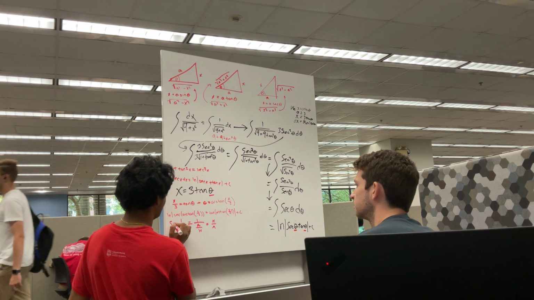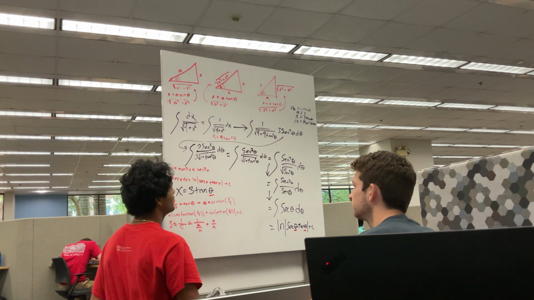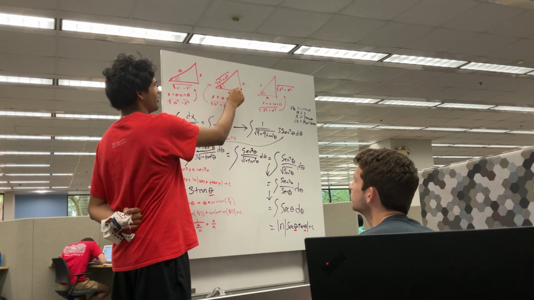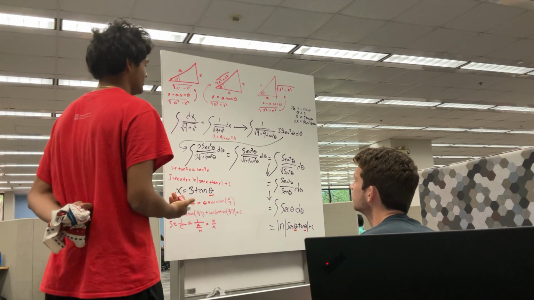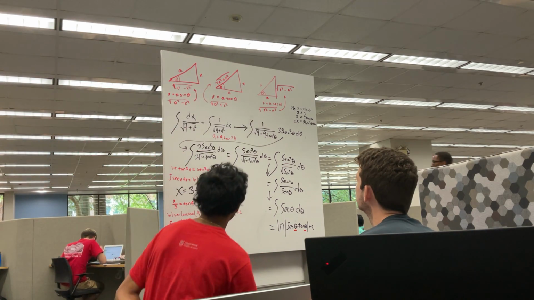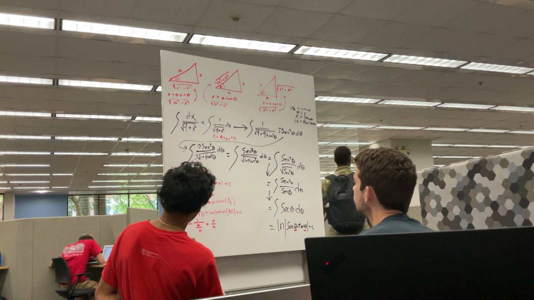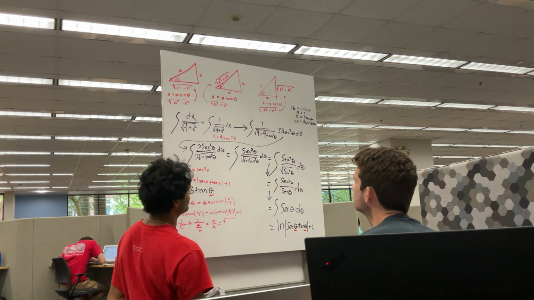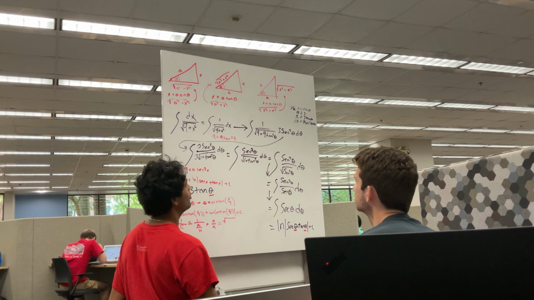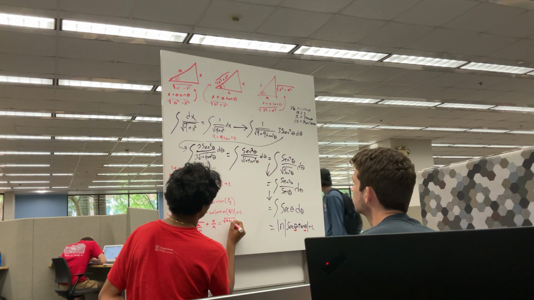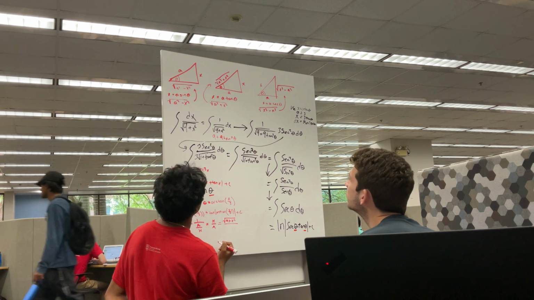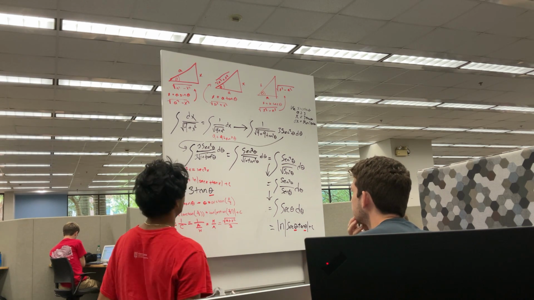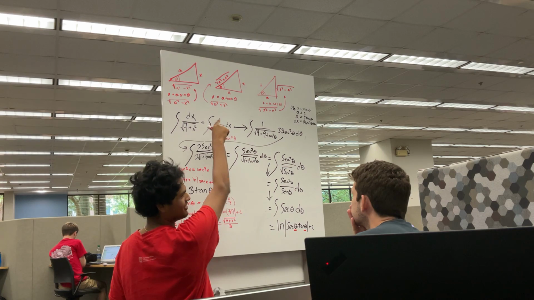So secant theta is equal to hypotenuse over adjacent. This is our theta, this is our hypotenuse, and this is our adjacent. We would write ln of secant theta is equal to, what is our hypotenuse? The square root of a squared plus x squared. What's our a? 3. So 3 squared plus x squared is going to be 9 plus x squared, over a, which is 3. Don't confuse adjacent with a. It just happens to be that way.